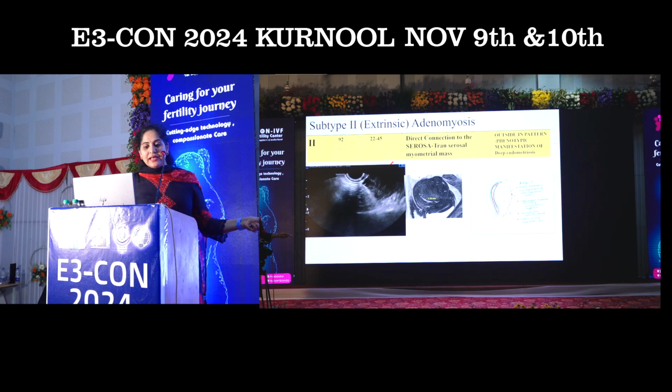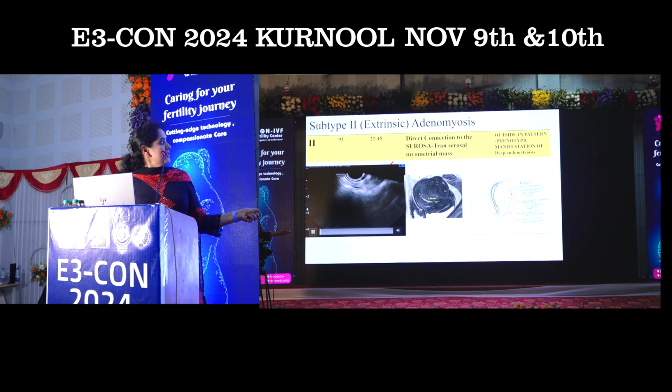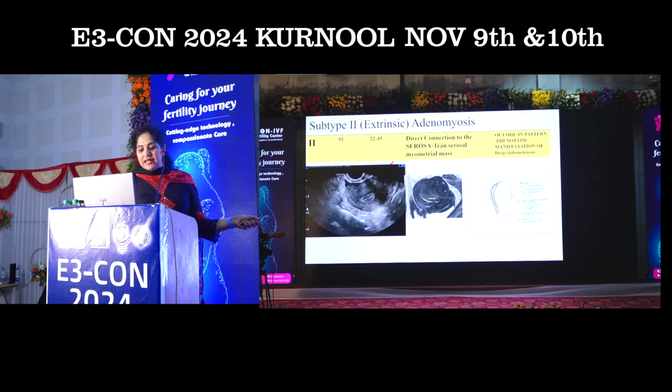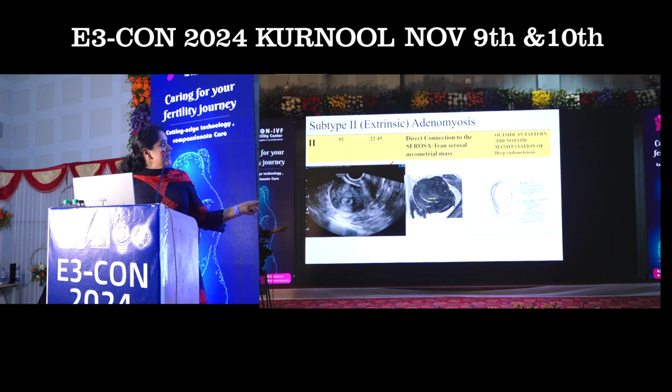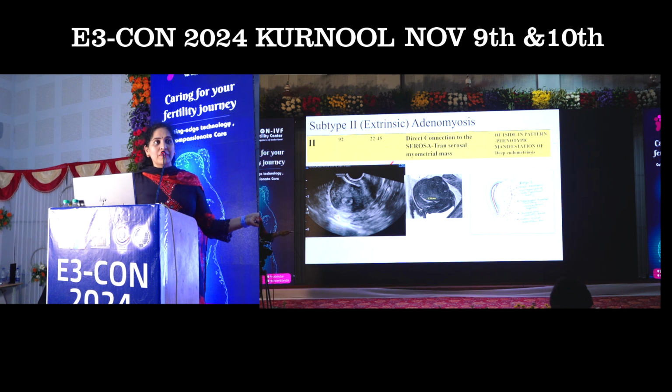Coming to subcategory 2 or extrinsic adenomyosis, if you look into this adenomyosis, here the pathology is predominantly epicentered outside along the serosa. It is a transserosal myometrial mass with sparing of the junctional zone and a focal hypertrophied myometrial mass. This is a phenotypic representation of deep endometriosis, focal adenomyosis of outer myometrium. This is an outside in pathology.